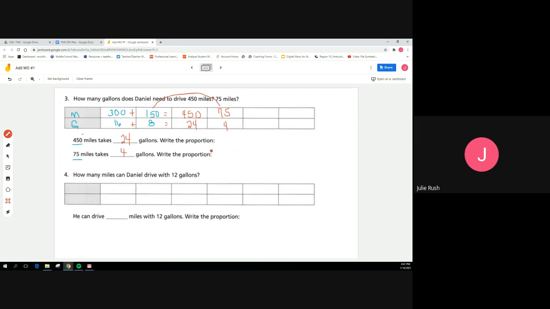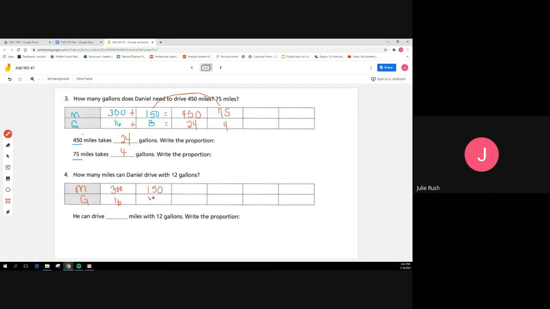And then let's look and see how many miles Daniel can drive with 12 gallons. So I'm going to do miles on the top, gallons on the bottom. Again, I'm going to start with the given ratio because we are assuming that we are using this as our first strategy. Trying to get to 12 gallons. And so I really quickly know that 300 divided by 2 is going to give me 150 over 8.